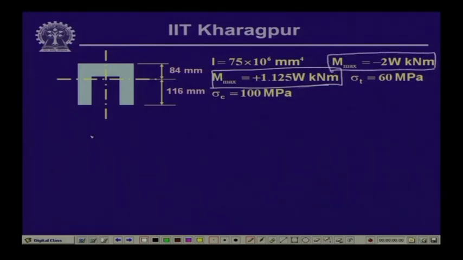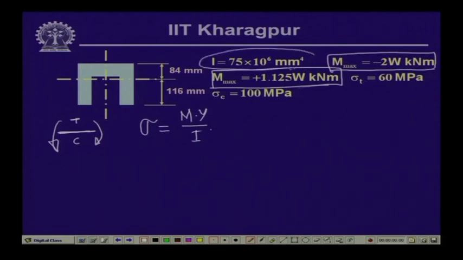Now, as you have noted earlier, if we have the negative bending moment, our negative bending moment sign is like this, and this causes tension at the top and compression at the bottom. Now, if we calculate the bending stress sigma, which is equal to M y by I. Now, I of this particular section is given over here, which is 75 into 10 to the power 6 millimeter to the power 4. So, the stress which will be acting at the top for this negative moment is the tension, and tensile stress is 60 MPa.